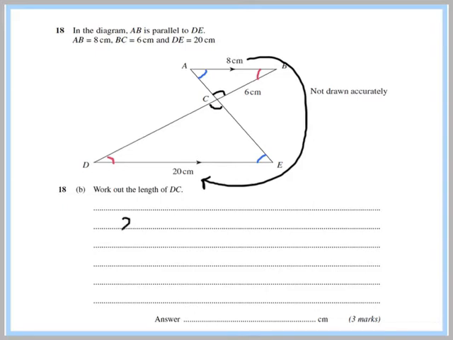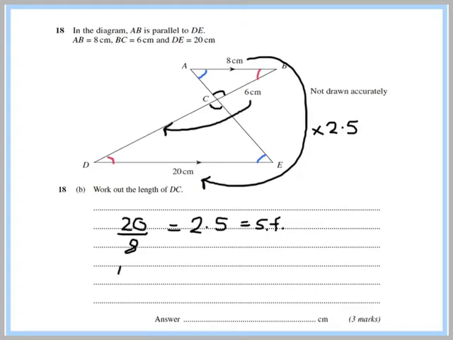So 20 divided by 8 gives me my scale factor. So that must be how many times bigger the large triangle is than the small one. So if I wanted to work out the distance from D to C, I know this side corresponds to this one here, and all I've got to do is multiply that by the scale factor. So 6 times by 2.5 gives me the length from D to C, which must be 15 centimeters.